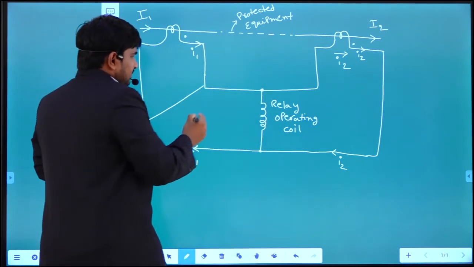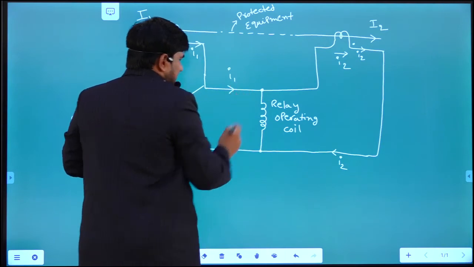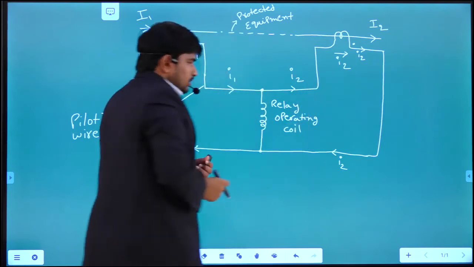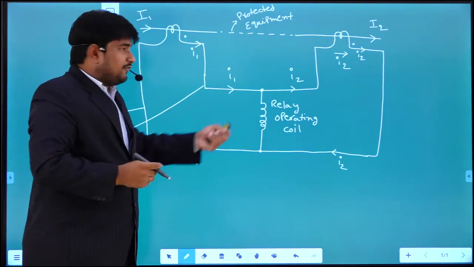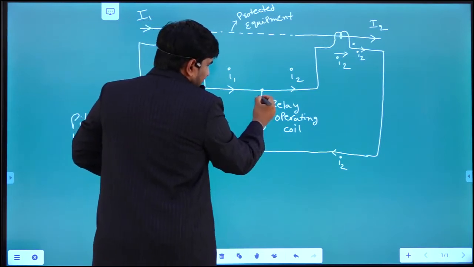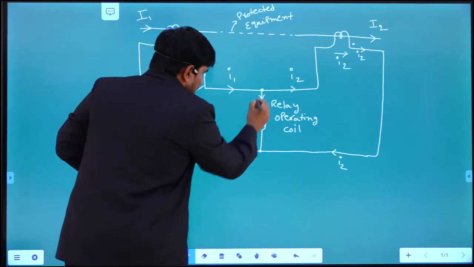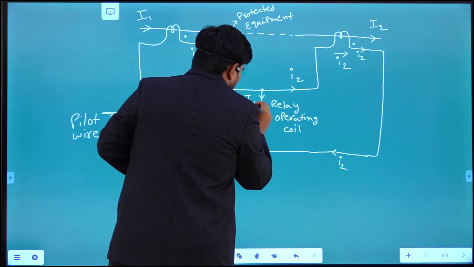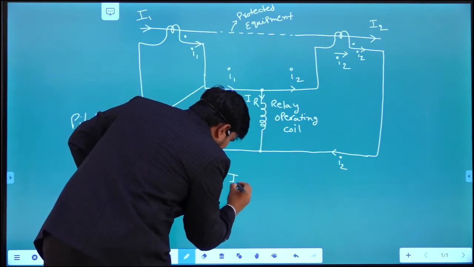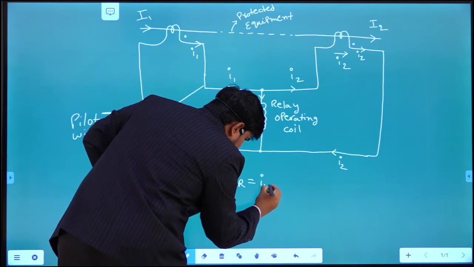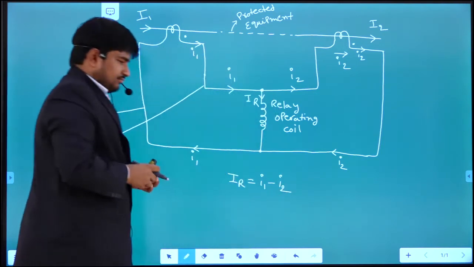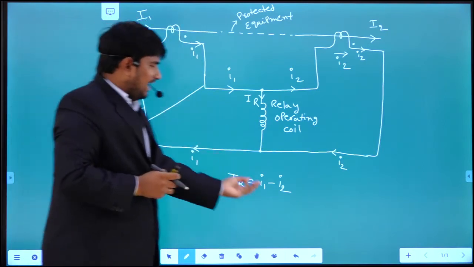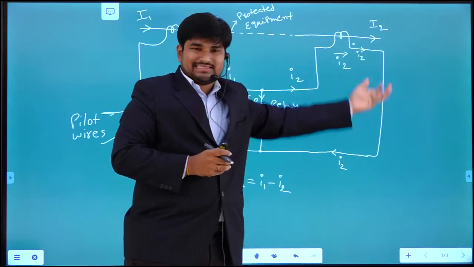Now let us observe here. This is the I1 that is flowing, and this is I2. So if you apply simple KVL here, the current which is passing through the relay coil is equal to I1 minus I2, right? So I indicate this as IR. The current in the relay coil IR is equal to I1 minus I2. I1 is the current which is sensed by CT1, and I2 is the current which is sensed by CT2.